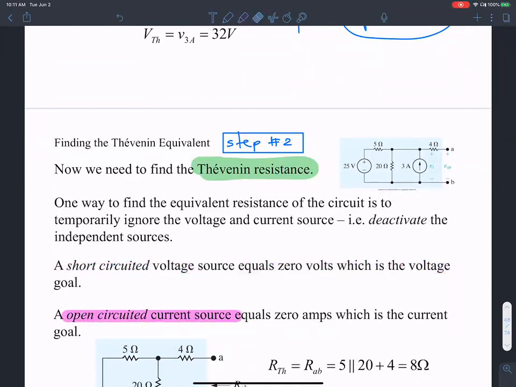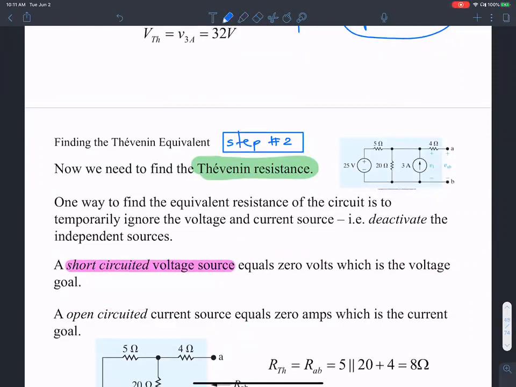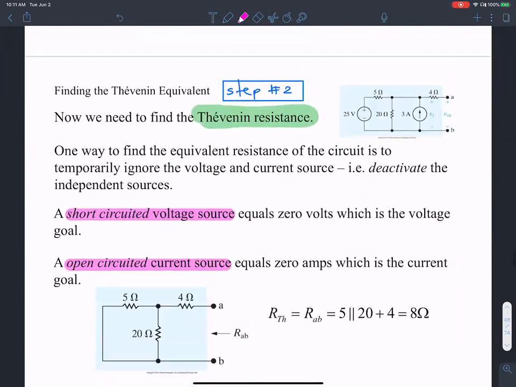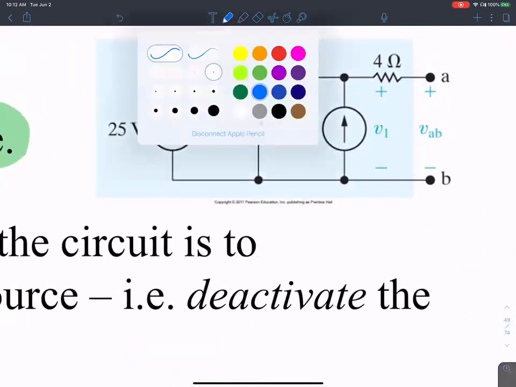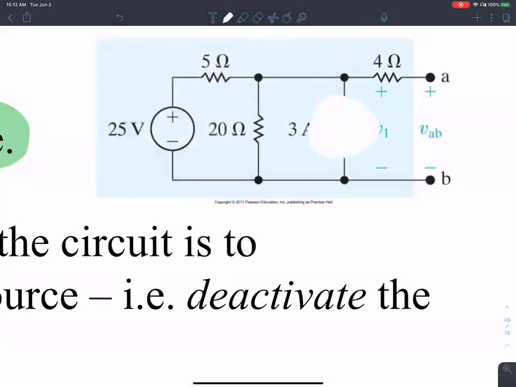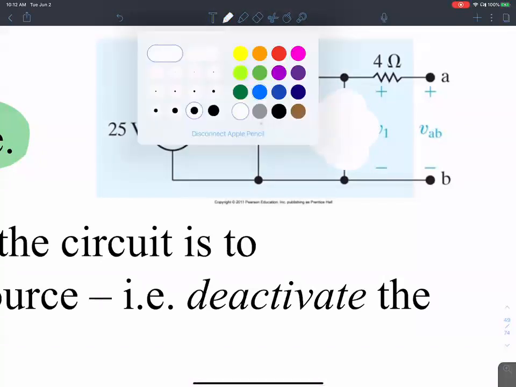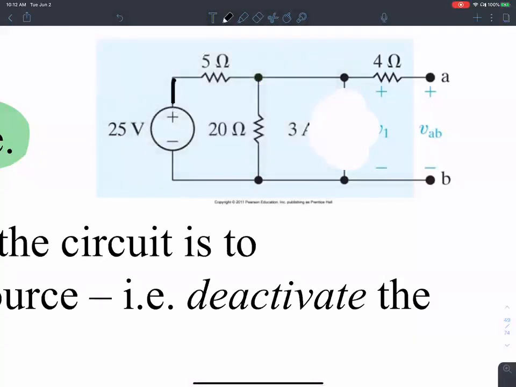Okay, so there are two things that we need to do. Any independent voltage sources are short circuited. Okay, any independent current sources are open circuited. Okay, that's exactly what I'm doing here. I'm going to open circuit this guy, meaning I'm going to do it like so. I'm going to open circuit that current source. Okay, and then I'm going to have to short circuit that voltage source.